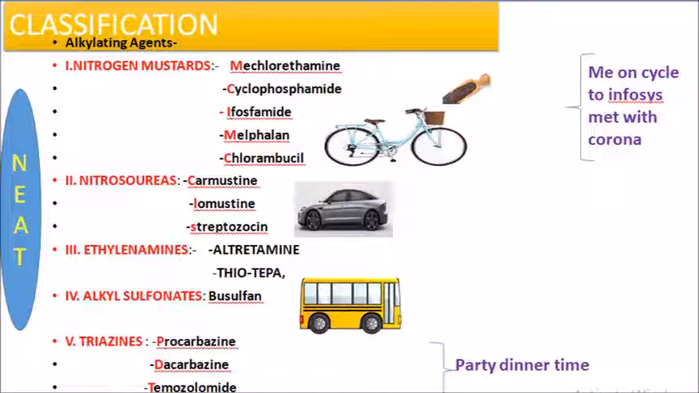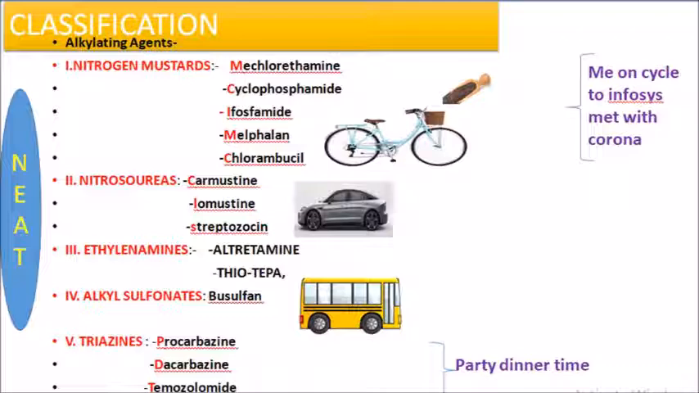And finally you have triazenes. You have one more trick to remember this: it is a sulfonate, so the busulfan term has that sulfa in it, so you can easily remember. Now since you have a car, you can party your dinner time. So that is your final group, party dinner time: procarbazine, dacarbazine, and temozolomide. Only temozolomide is out of the box. The remaining are clear from the term azine. The triazine group has two drugs ending with azine, procarbazine and dacarbazine.